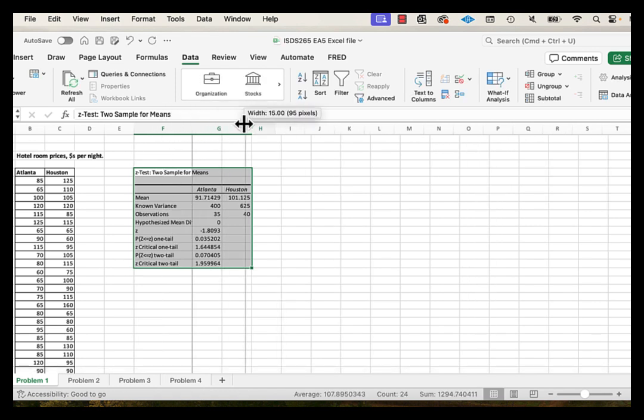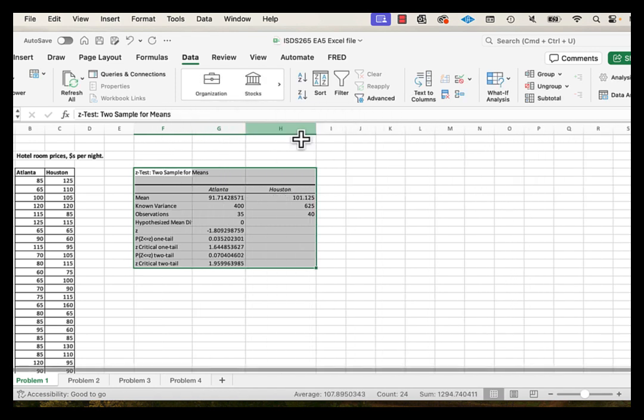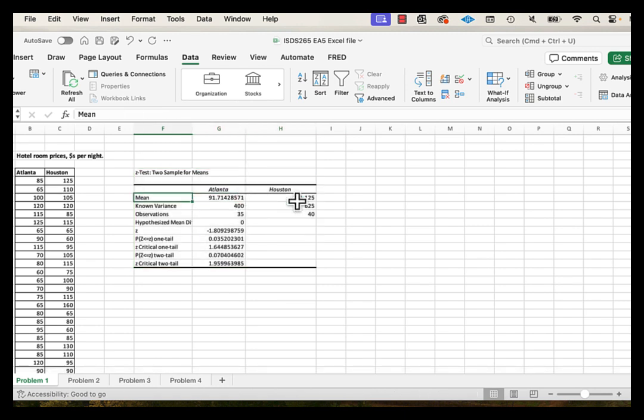So it does the hypothesis testing for you. These are the sample means for Atlanta and Houston. Notice here that the Atlanta mean is lower. So the claim that we're looking at, the mean price of a hotel room in Atlanta is lower than the mean price in Houston, is actually what we have here. The question is, is it significantly lower? Okay, and in looking at this, we see that it's lower.